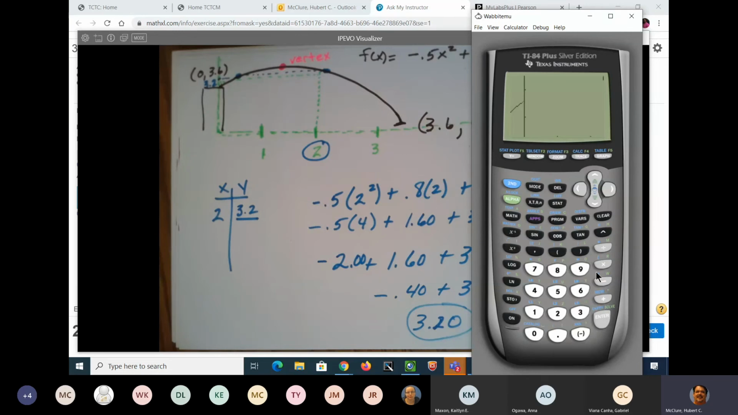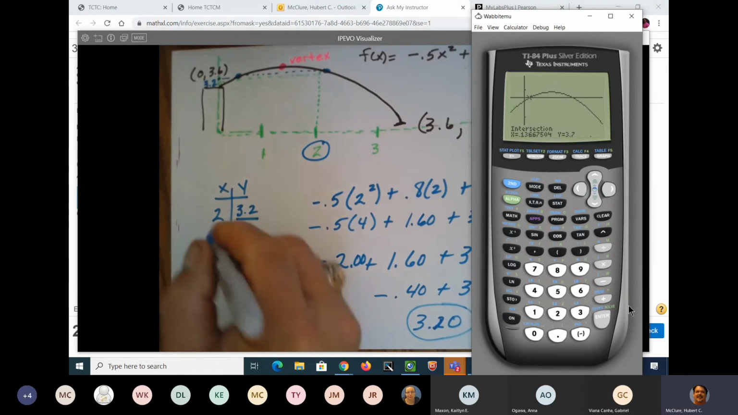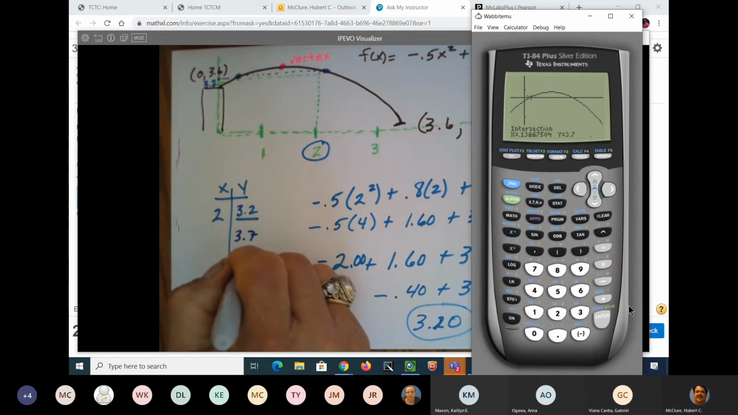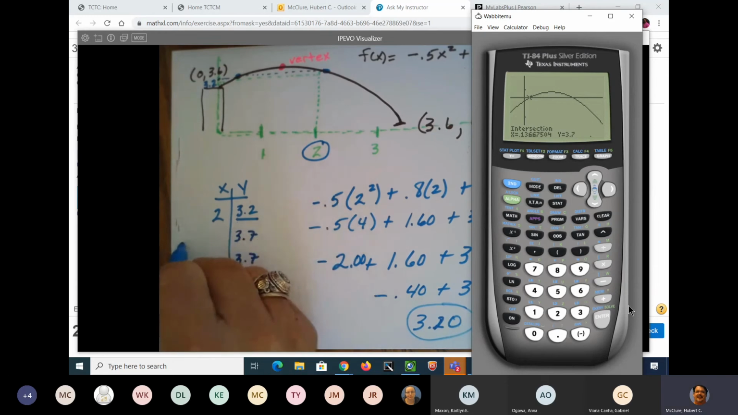There's our 2 curves, and there's our first intersection. So I hit second, trace, intersect. First, yes. Second, yes. Yes. And it's right about there. So our first X is 0.136675. So our first X for 3.7 is 0.13667504.